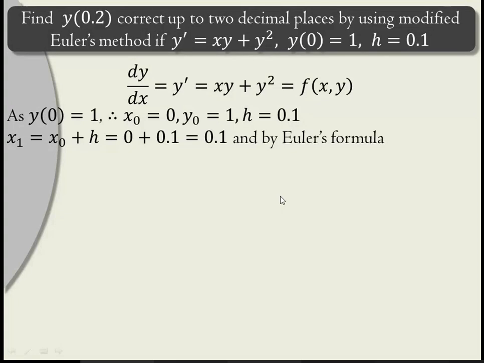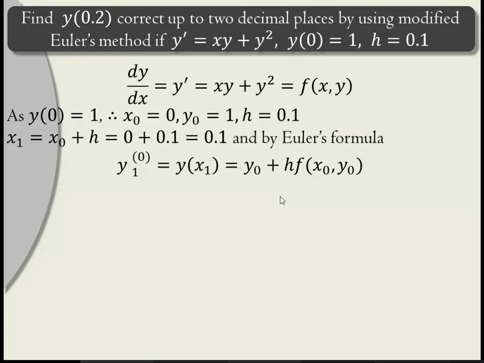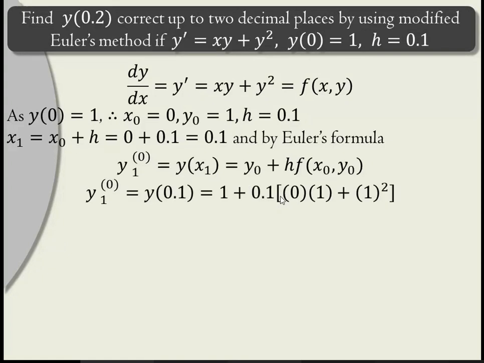So firstly use Euler's formula, get y1. So y1 zeroth iteration will be y at x1, that is y naught plus h into f of x naught y naught. Substitute the values: x1 is 0.1, y naught is 1, h is 0.1, function is xy plus y square.